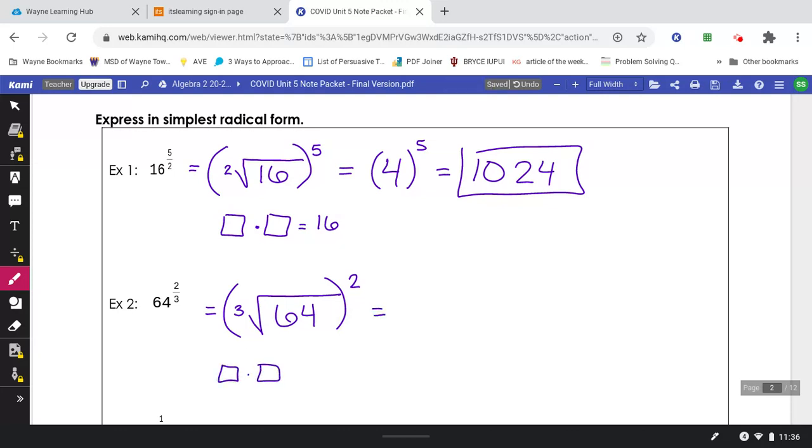So what number times itself gets me 64? This is when I do my guessing and checking. So I try in my calculator, I do 2 times 2 times 2. That is not 64. So I try 3. 3 times 3 times 3. Also not 64. 4 times 4 times 4. There it is, that's 64. So the third root of 64 is 4, because 4 times 4 times 4 is 64. Now this exponent of 2 we haven't used, so we bring it over. And then we evaluate: 4 squared is 16.